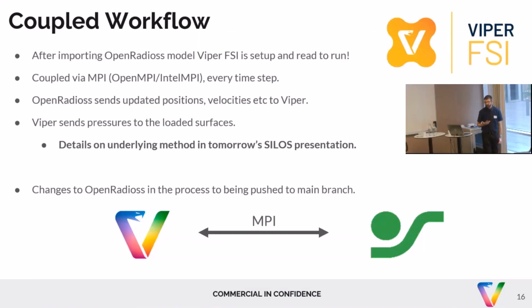So now that we have a Radioss model, now that we have it imported into VIPER, we can run this thing. And we've made this reasonably simple to run. At the moment, it's a command line interface. So the coupling is also done through MPI. So it's a very simple coupling process. It's been initially developed on my Linux laptop.